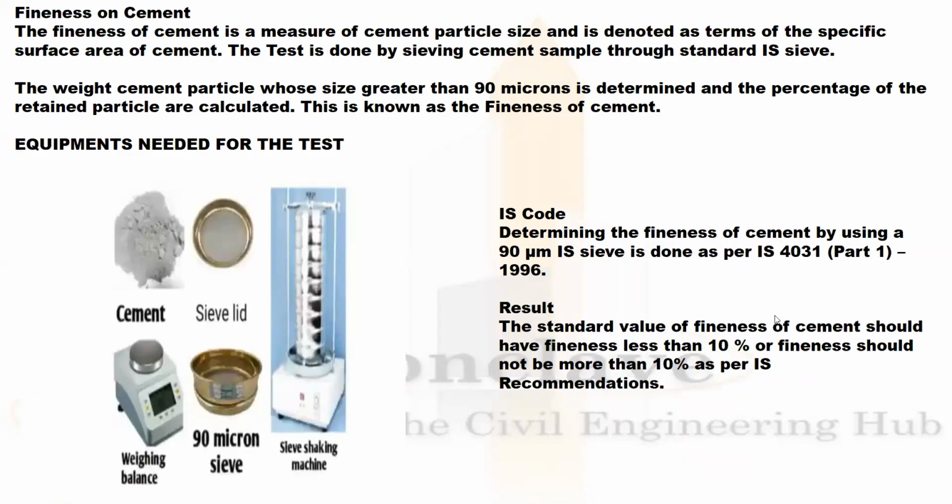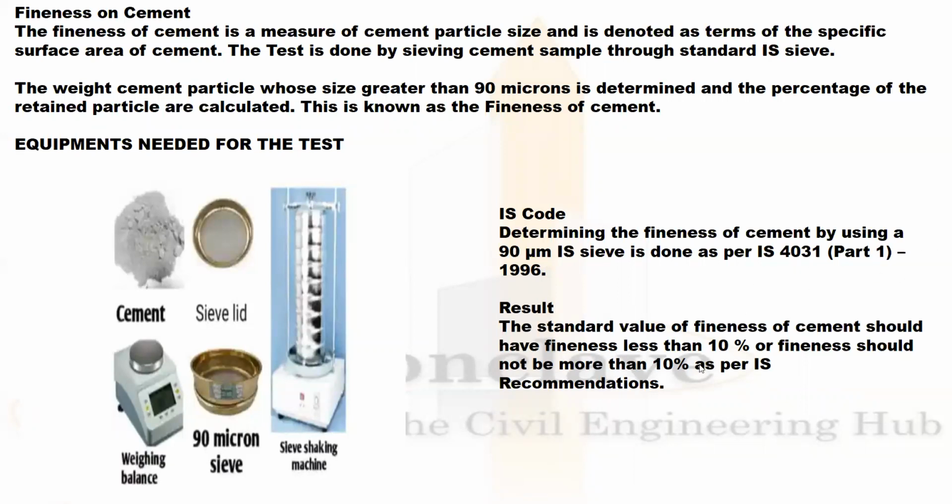Fineness of the cement. Fineness of the cement is a measure of cement particle size and is denoted by the specific surface of the cement. The test is done by sieving a cement test sample. The weight of the cement particles whose size is greater than 90 micron is determined and the percentage of the remaining particles is calculated. This is known as fineness of the cement.